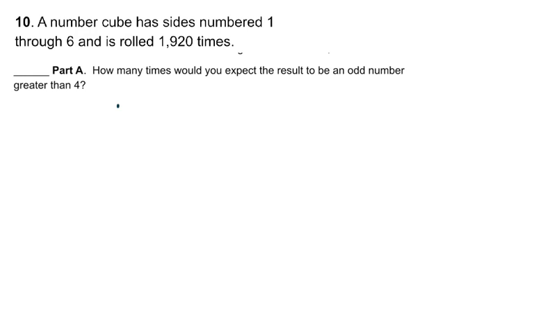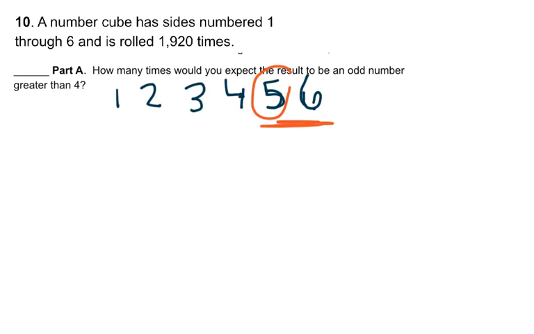So let's find the odd numbers greater than 4. On a number cube, we have 6 options for outcomes. You have the numbers 1, 2, 3, 4, 5, and 6. Specifically in this problem, we're wanting an odd number greater than 4. So our numbers greater than 4 are 5 and 6, and only 5 is greater than 4 and odd. So 5 is the one number we're looking at in this problem.